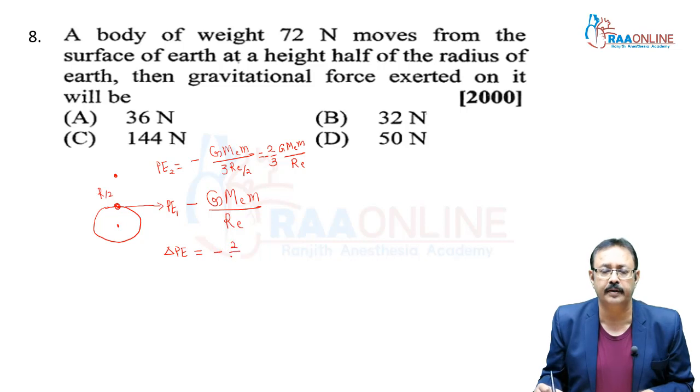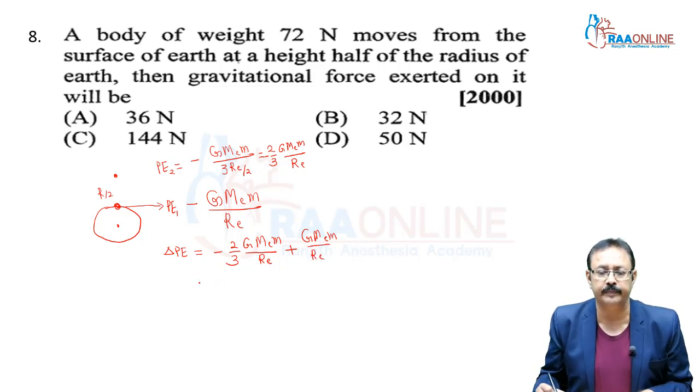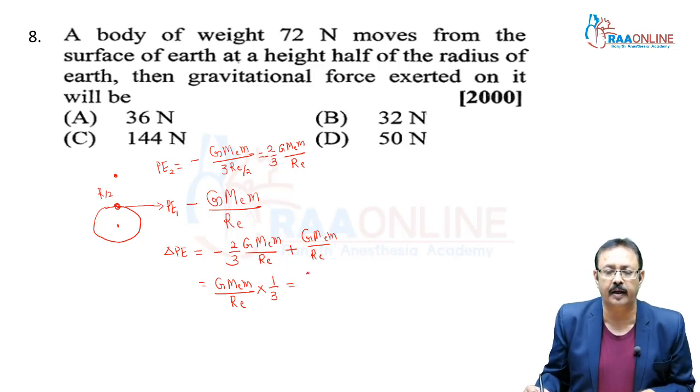Minus 2 by 3 GMEm by RE, minus minus plus GMEm by RE. Take GMEm common. So what we are getting, 1 minus 2 by 3 is 1 by 3. What is GME? It is g RE square.